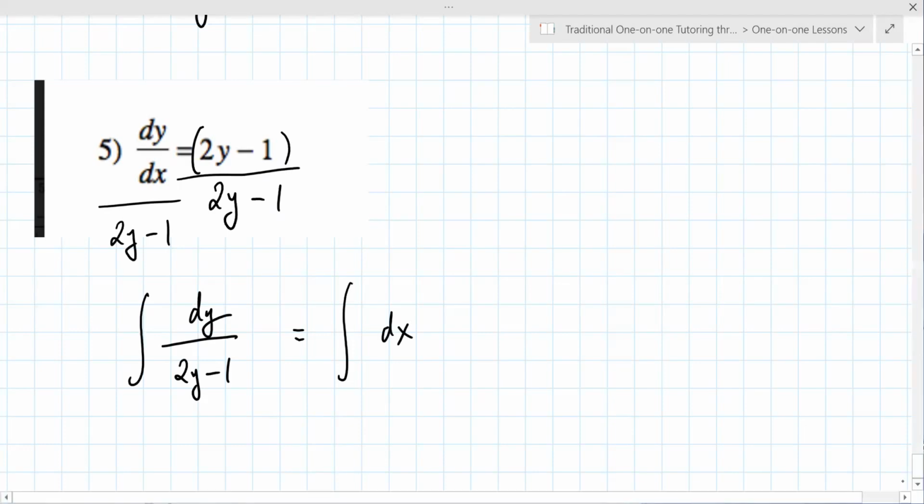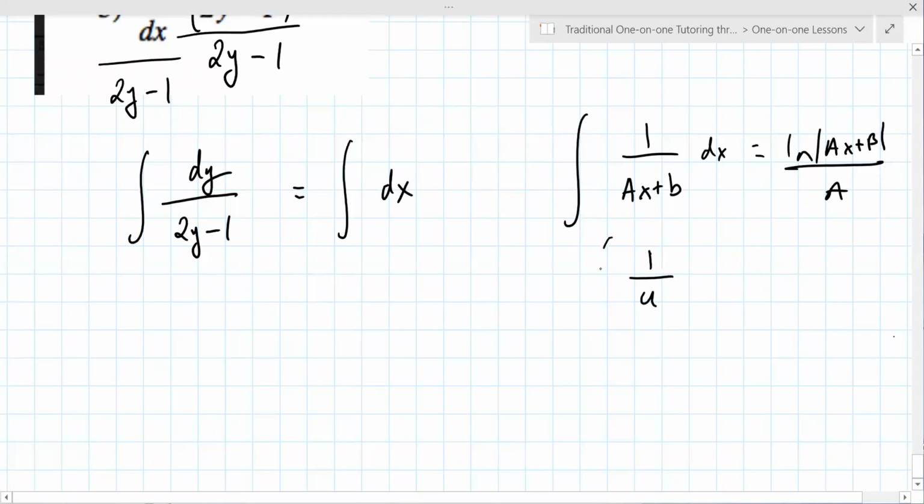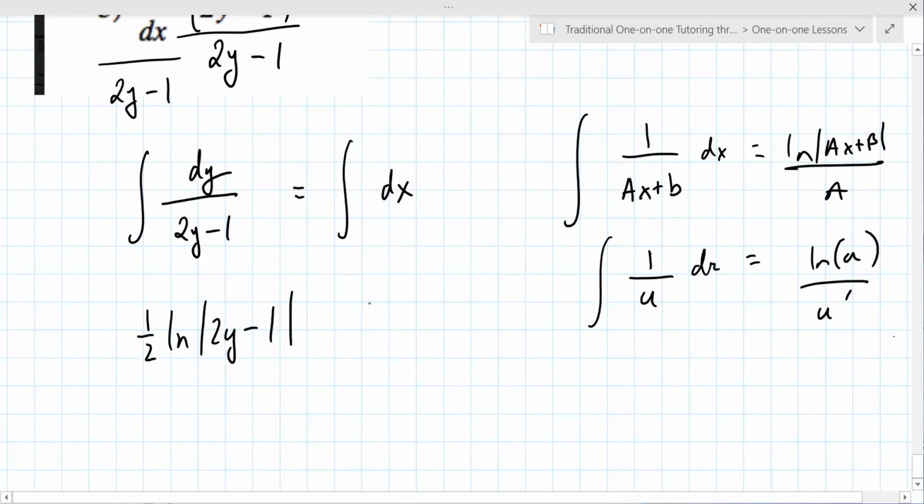So on the left side here, it's another one of those. They sometimes show you this: whenever you get 1 over ax plus b, your antiderivative is natural log of ax plus b, over a. But really it's a 1 over u situation, where it's natural log of u over u prime. So it's natural log 2y minus 1, over 2, equals x plus c.